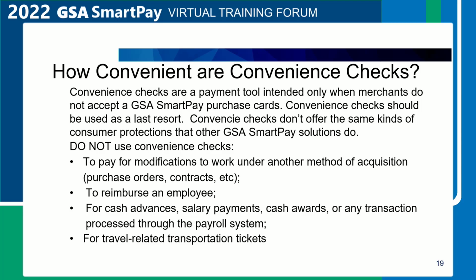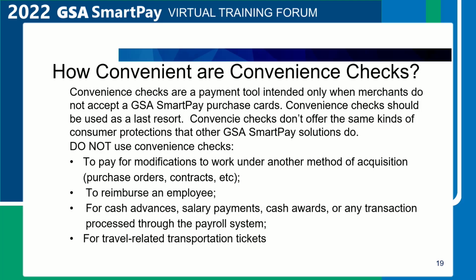You should not use convenience checks to pay for modifications to work or under any type of method of acquisition. You should not use them to reimburse an employee, for cash advances, or for travel-related transportation tickets. The AOPC is responsible for the implementation of the appropriate internal controls and oversight of convenience check activity.